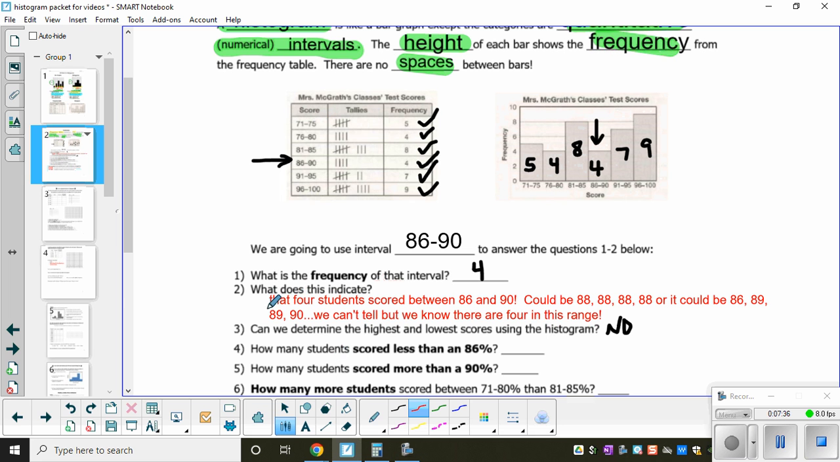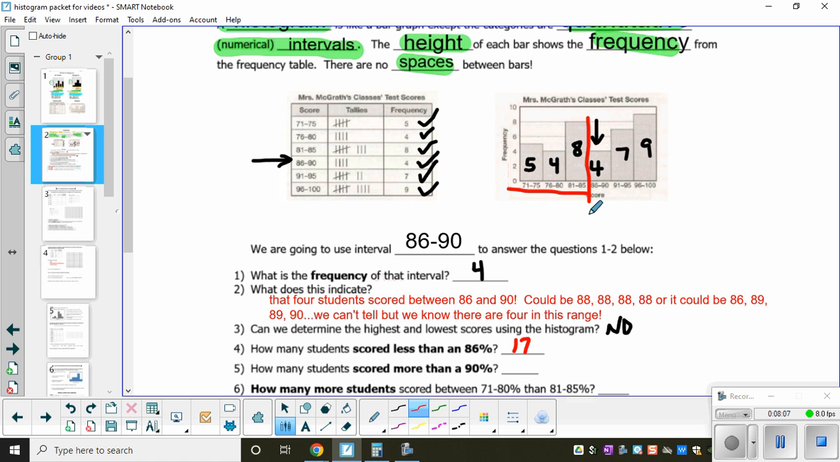What I can do is see how many students scored less than an 86. So for example, if I find the 86 here, 86 is right here. Less than an 86, if I draw a line, it's all of these folks right here. So less than the 86 would be these 5 plus these 4 plus these 8. So 5 plus 4 is 9, plus 8 is going to be 17 for this one. So I can see that 17 students scored less than an 86.